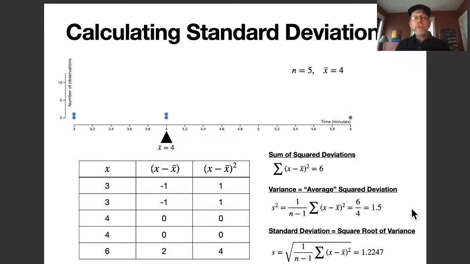So these 5 children completed their math problem in an average of 4 minutes, but there was spread around that average, and we measure that spread with the standard deviation now, which is 1.2247 minutes.